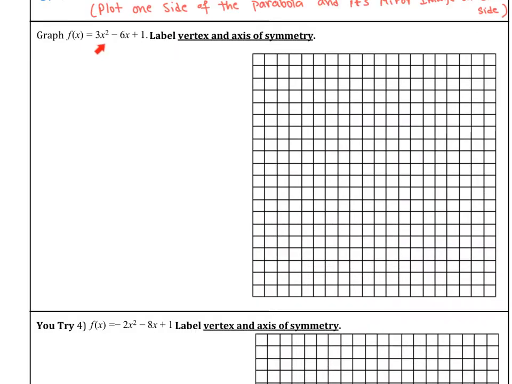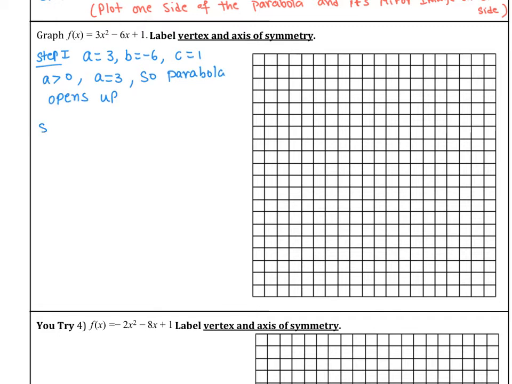Graph f(x) equals 3x squared minus 6x plus 1. Label vertex and axis of symmetry. Step number 1 is to identify the A, B, and C. So in this case, A is 3, B is negative 6, C is 1. Now A is greater than 0 because A is 3. So the graph or the parabola opens up.